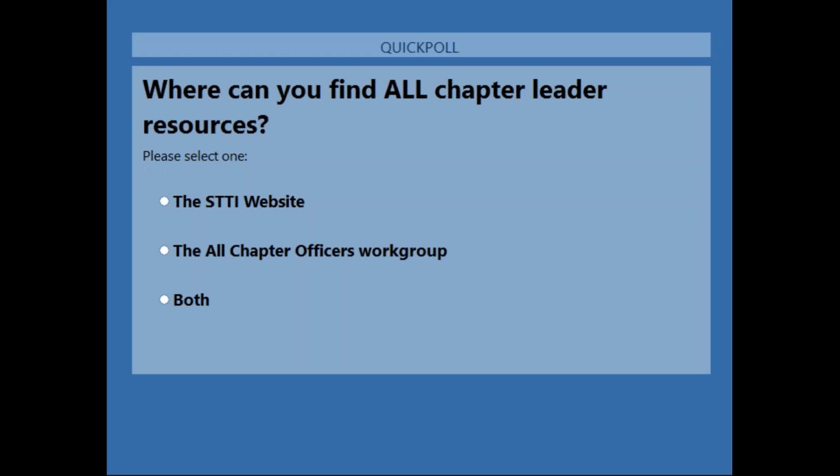I'm going to pull up just a quick poll here. I'm going to launch it on our screen. All you have to do is click right on the bubble that you believe is the correct answer. Where can you find all chapter leader resources? Is it the STTI website, the All Chapter Officers Work Group, or both? Just click directly on the screen here. I'll give you a couple seconds to place your vote.